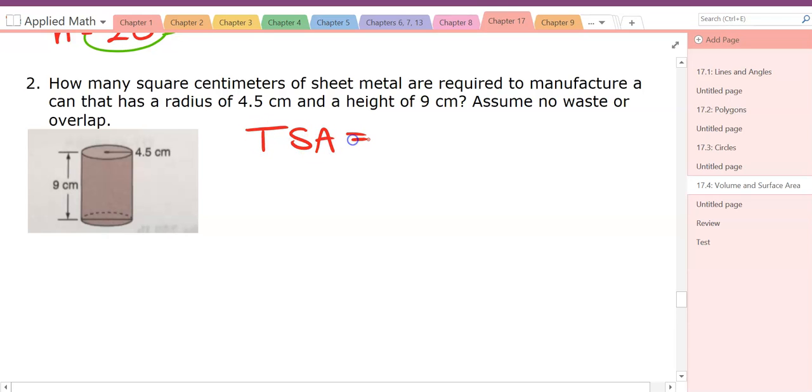So total surface area for a cylinder is PH plus 2B.